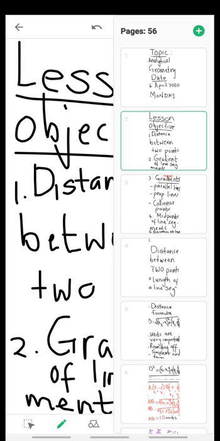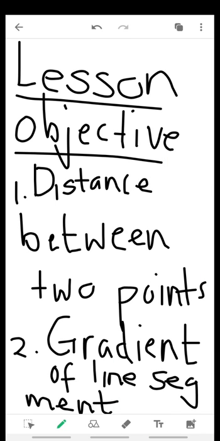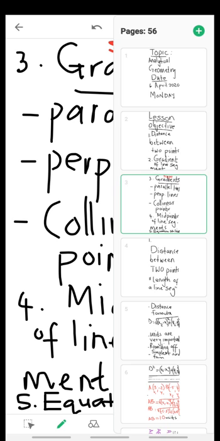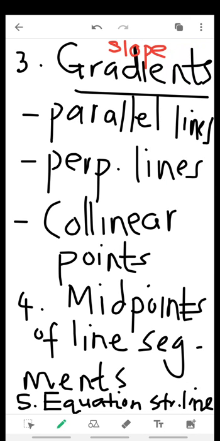So the first thing that I want us to look at is the lesson objectives, okay? So we'll be covering distance between 2 points. We'll be covering gradient of line segments between 2 points, any given points. We'll also be covering gradients where we have parallel lines or lines parallel to the y-axis or the x-axis. We'll look at gradients that are perpendicular to the y-axis or the x-axis of a Cartesian plane, and we'll look at what we call collinear points.